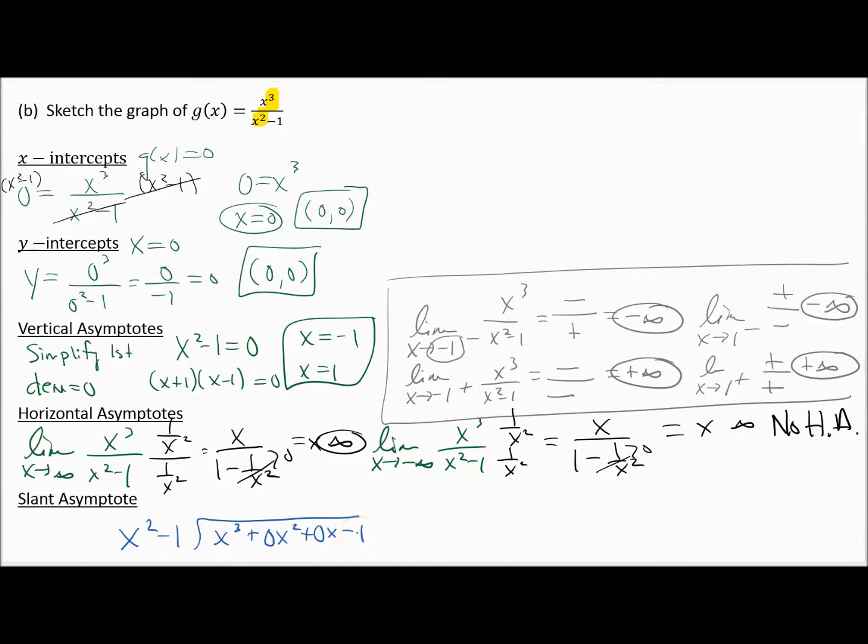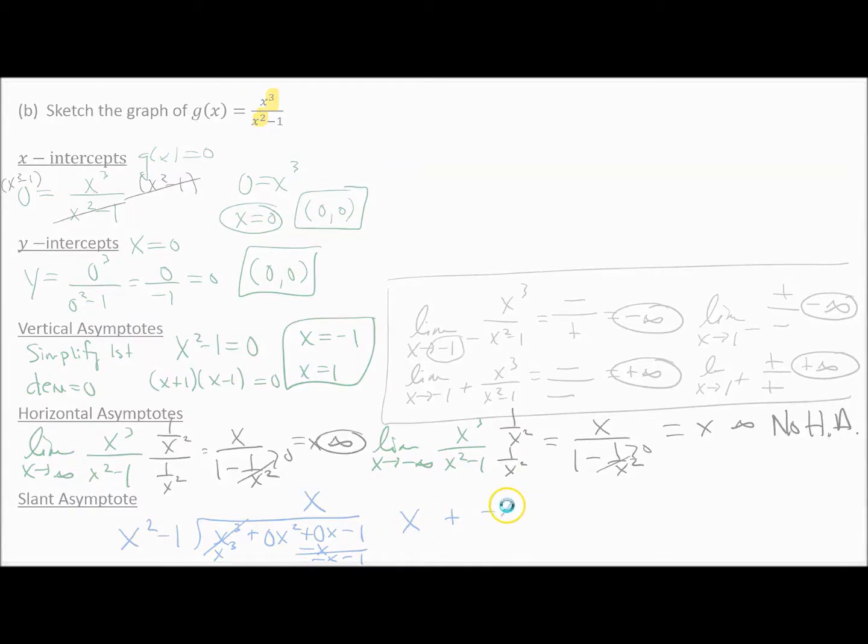There we go. Now what do we multiply x squared by to make it an x to the third? And that's an x, right? And then x times x squared is x to the third. And x times negative 1 is negative x. Make sure you line up like terms. Those cancel. And then here, that gives me negative x minus 1. But since that's negative x to the first, I can't divide by x squared.